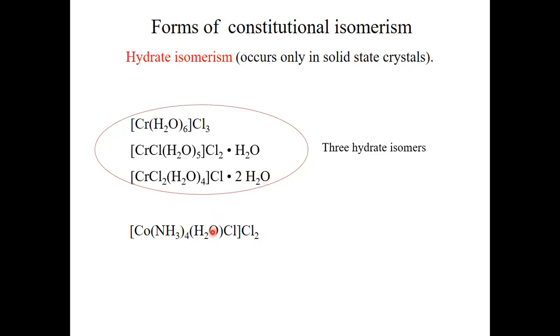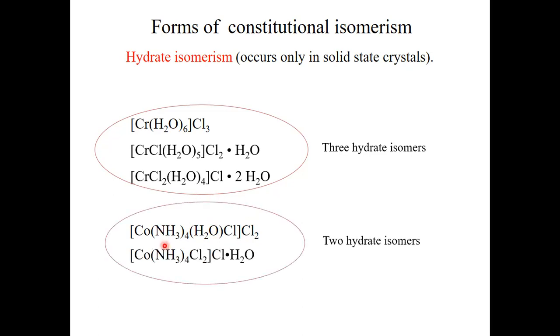So here's just one more example. So here we have tetraamine, aqua, chloro, cobalt, 2 plus chloride. So we can move our aqua ligand from the first coordination sphere into the crystal and move a chloro ligand into the first coordination sphere, and then we would have the tetraamine, dichloro, cobalt, chloride times H2O. So in this case, we would have 2 hydrate isomers. So I think it's pretty straightforward to understand.